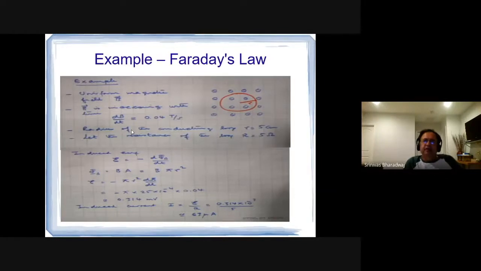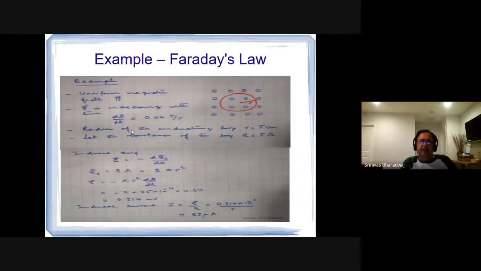The radius of the conducting loop is 5 centimeters. Let the resistance of the loop be 5 ohms. So the radius of the conducting loop is r, right? So what is pi r square?